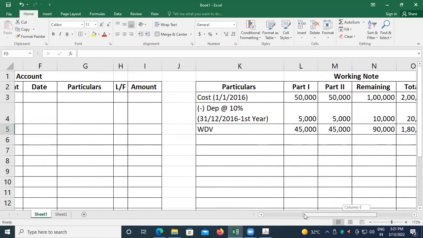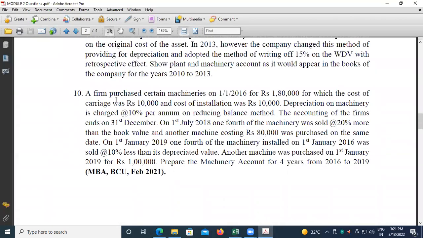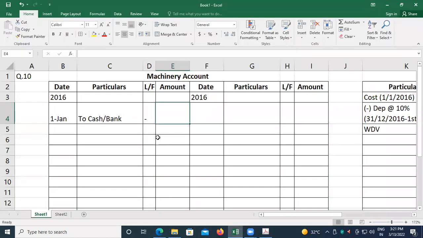Okay. So now immediately what are we going to do? We are going to pass the entries. Okay. So remember, we are solving 2016. We are in the 2016 year. So both the sides will write 2016. And let us start with the 1st January. What happened on 1st January? We purchased the asset. So machinery account debit to cash or bank account. So LF will become nil. So if you see the total asset, how much is the value? Actually, we have 1 lakh 80 plus 10 plus 10. Total value of the asset is how much? 2 lakh rupees. So let us write down here 2 lakh rupees.